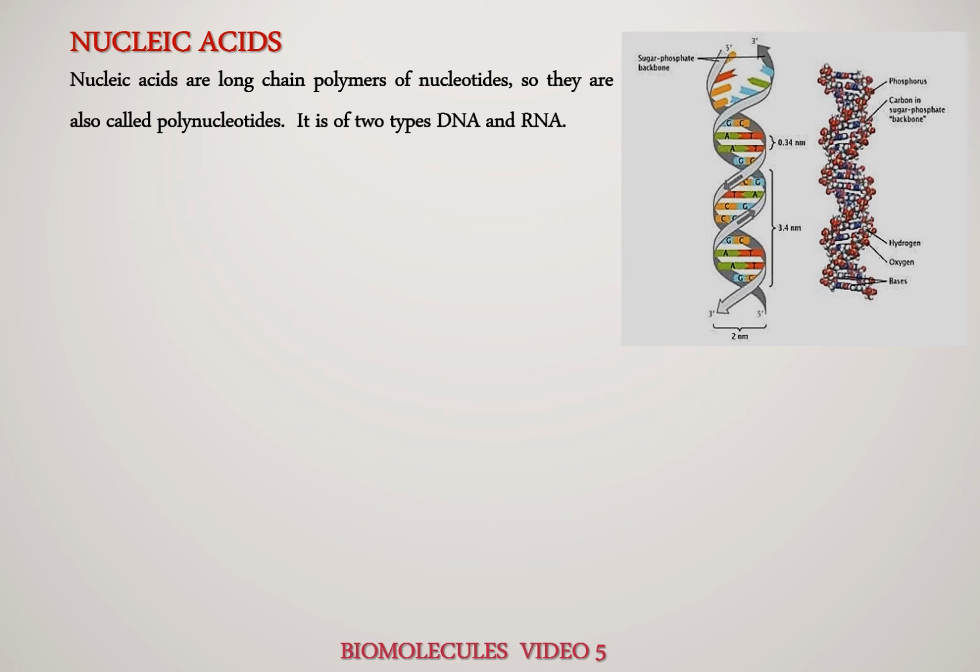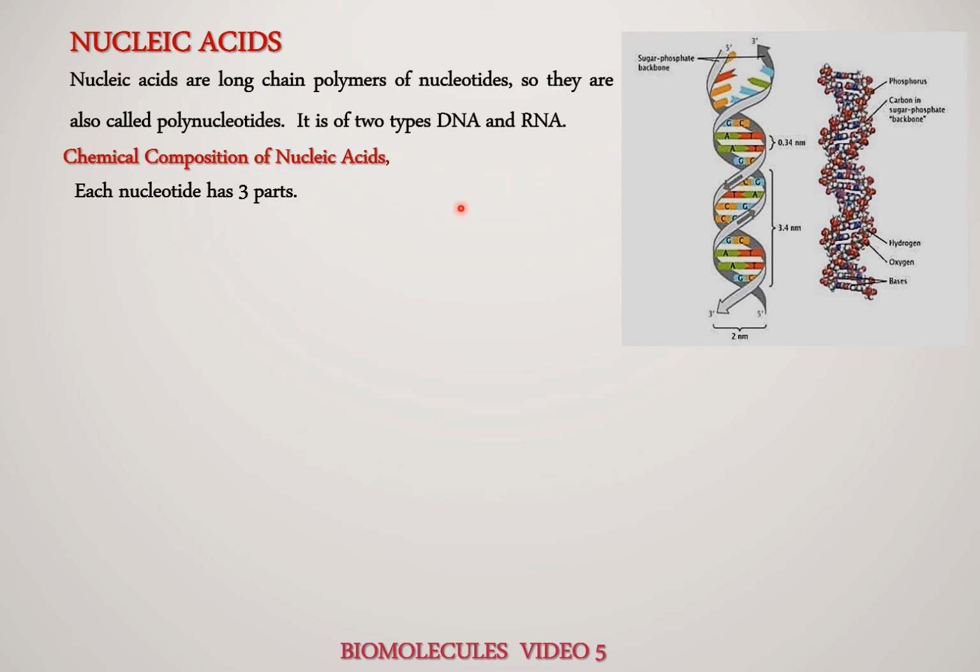So what are these? Nucleic acids are long chain polymers of nucleotides, and therefore they are called polynucleotides. They are of two types: deoxyribonucleic acid, DNA, whose structure is here, and ribonucleic acid, RNA. The difference between the two is only with reference to the sugar component present in the two molecules.